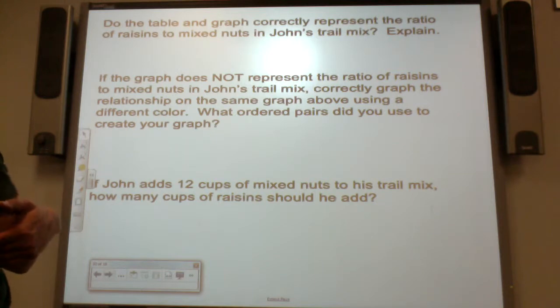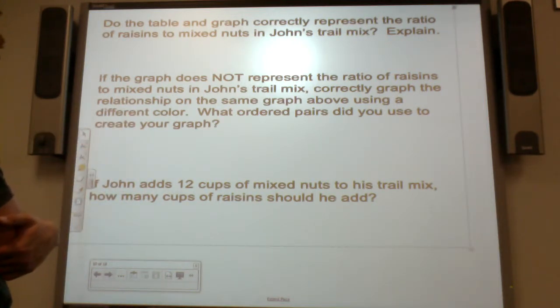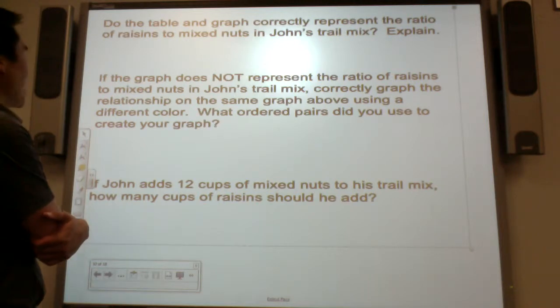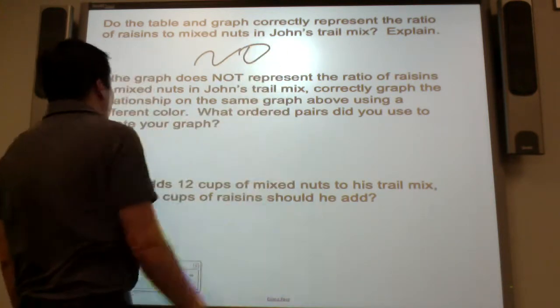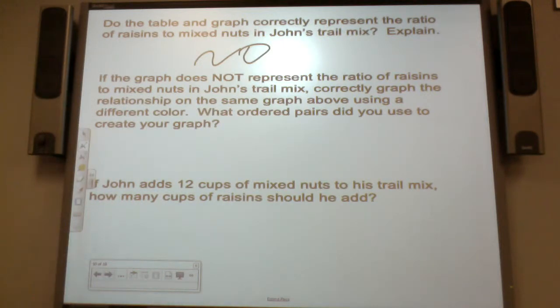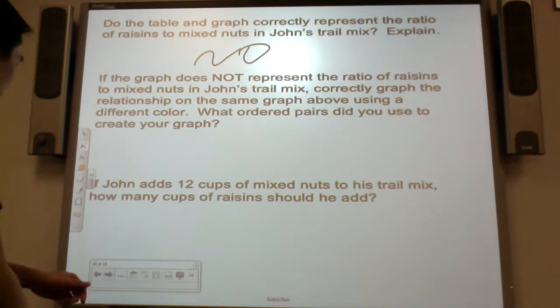Do the table and graph correctly represent the ratio of raisins to mixed nuts in John's mix? No. If the graph does not represent the ratio of raisins to mixed nuts correctly, graph the relationship on the same graph above using a different color. Hey, I did it without even knowing this question. What ordered pairs did you use to create your table?